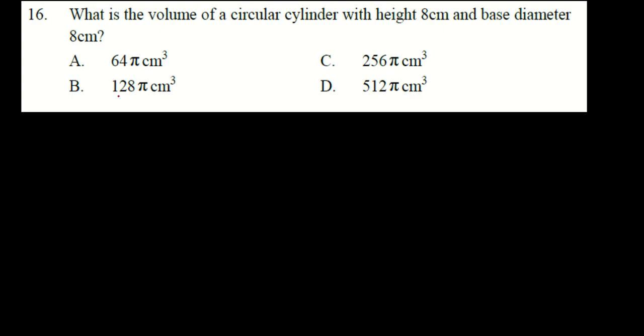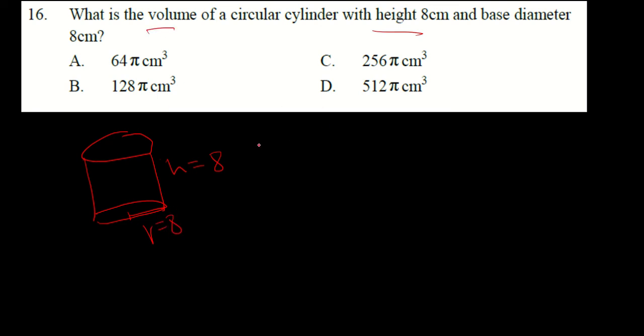Okay, question number 16. What is the volume of a cylinder? Cylinder, you know what it is: a three-dimensional figure, and it has a base radius and altitude. This time the height is given to you, it's equal to 8. And the radius of the base is also 8. Then what's asked? Volume. Remember the formula. Volume of a cylinder is pi r square h.